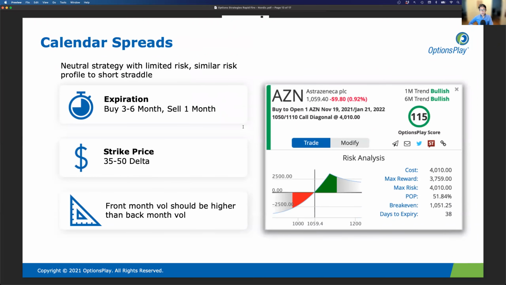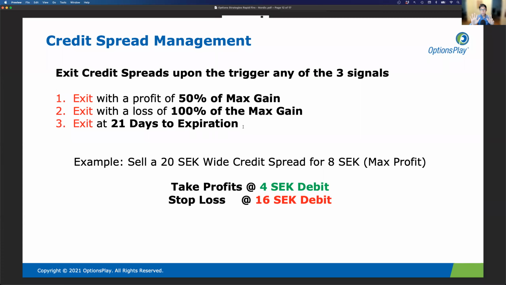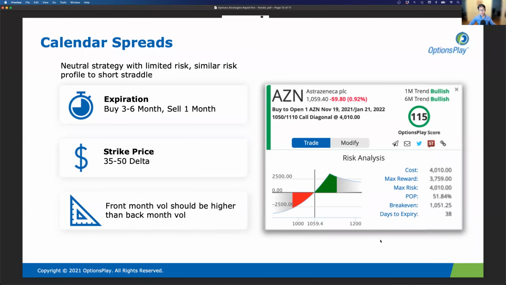So now let's get into some of the more advanced stuff. Or actually, before I move on, does that make sense, everyone? Please type 8 into the chat window if that makes sense to you with the credit spreads. Perfect. Okay. So now let's talk about some of the more advanced strategies.